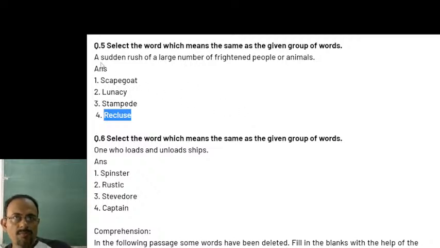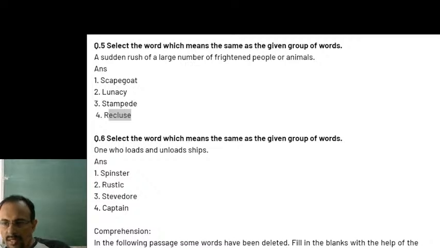Is it scapegoat, lunacy, stampede, or recluse? A sudden rush of a large number of frightened people or animals. Have you heard about these words, scapegoat? Have you heard about lunacy, stampede, recluse? I think you haven't heard about any of these words, right?